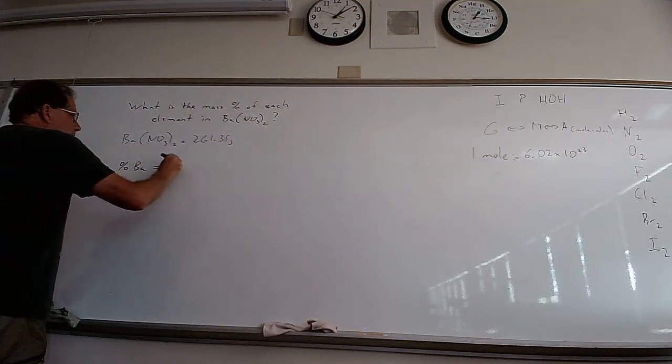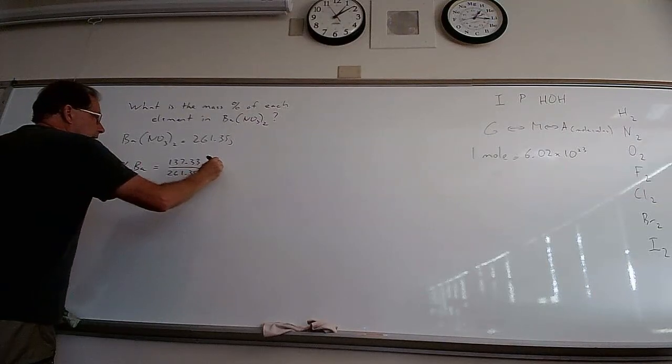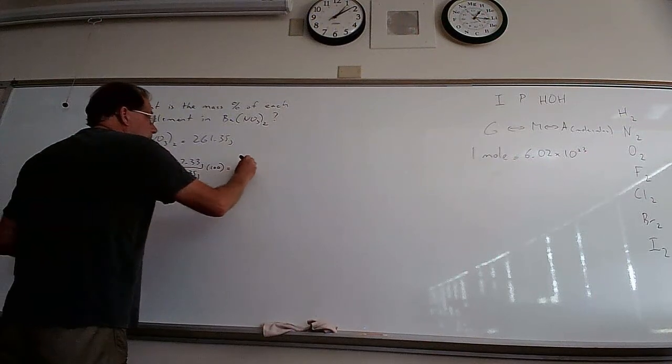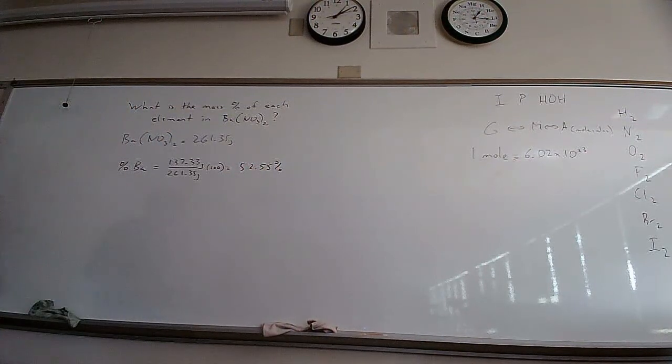So barium is 137.33 grams divided by 261.35 grams. I'm going to write 100 here. You don't have to, but just make sure your answer is in percent. So then you would take 137.33 divided by 261.35. And I get 52.55%. So pause it here, now that you know how to do it, if you want to do it for nitrogen and oxygen on your own. But I am going to continue.